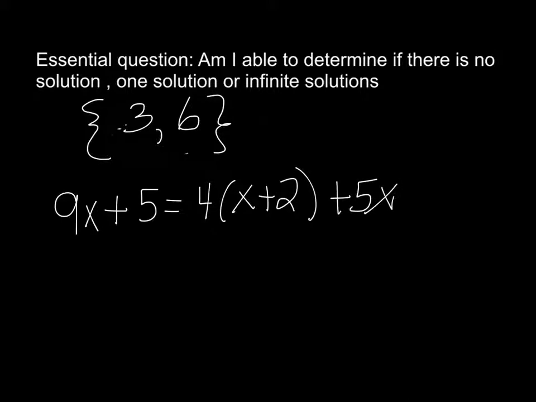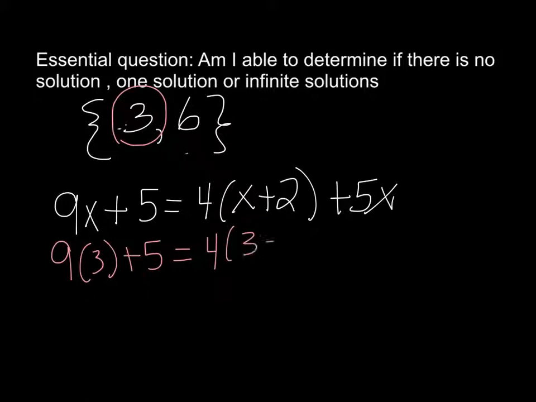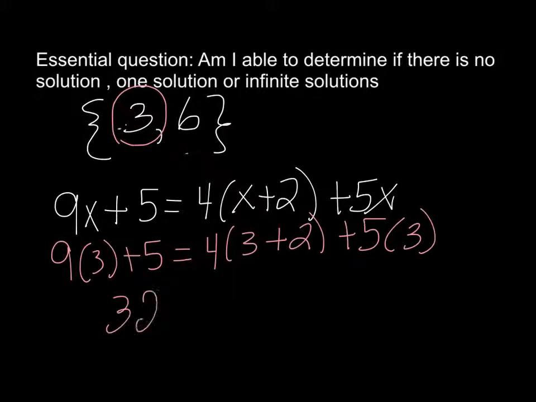Okay, so we have 9x plus 5 equals 4 times x plus 2 plus 5x. We're going to use our skills of plugging in. So we're going to take each number and plug it in. I'm going to take the 3 with pink. I'm going to do 9 times 3 plus 5 should equal 4 times 3 plus 2 plus 5 times 3. When we do all that math, we get on one side 32, and on the other side, we get 35. Well, that clearly doesn't equal, so that one doesn't work.